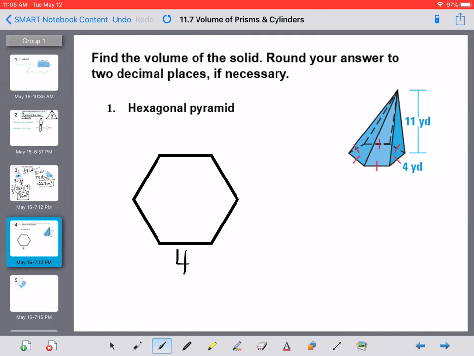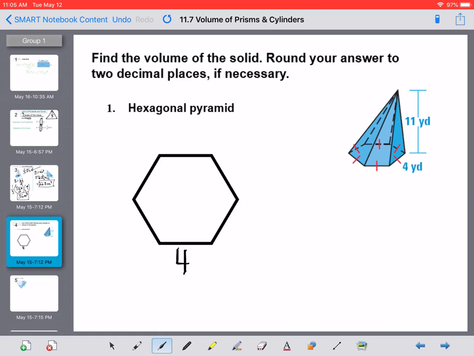Alright, let's try one a little more difficult. Now, this is again a pyramid, but it's got a hexagon base. And it wants us to find the volume for it. To do that, we're going to have to be able to find the area for that hexagon. I drew a picture of the hexagon, and we know the side length is 4.